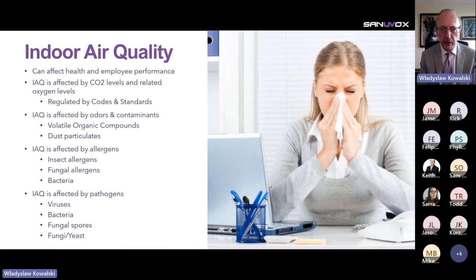IAQ can also be affected by allergens. We have insect allergens, fungal allergens, bacterial allergens. We have dog dander and cat dander and a variety of other things in the air.